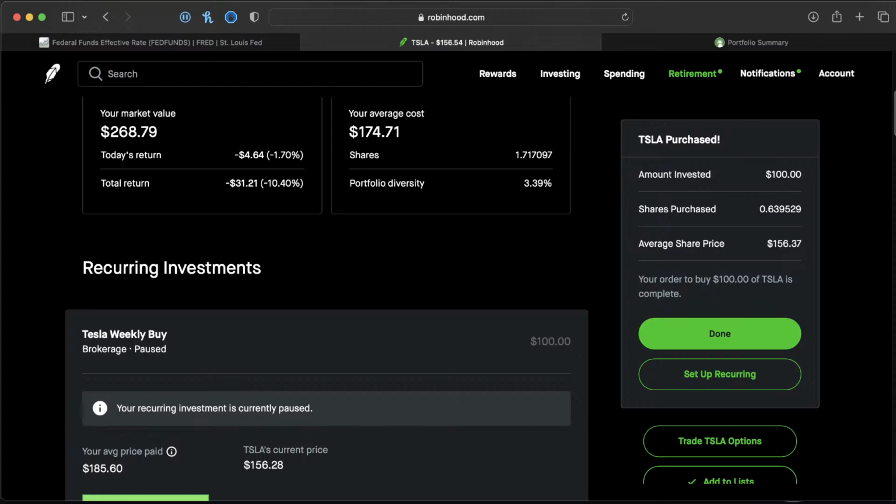Gonna post that to the trade alerts. So this one's a buy alert instead of an options alert. Just bought 100 of Tesla at 156.37 price. So let's see. Had it at 274, down a lot on Elon.